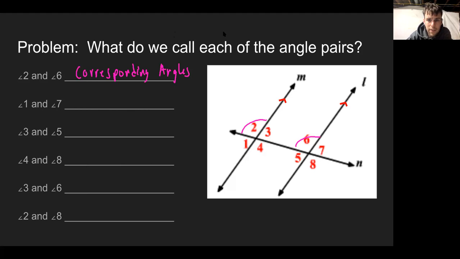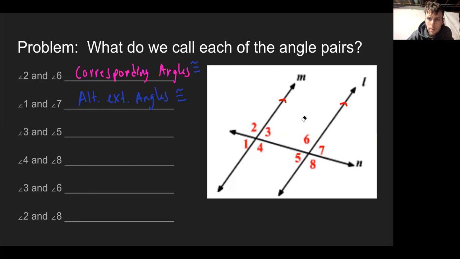Then we have 2 and 7. So let me erase some of the markings here. 2 and, oh, I'm sorry, not 2 and 7, 1 and 7. So 1 is here, 7 is here. These are both in the exterior space, right? Outside of the parallel lines. Parallel lines are here. And they're on different sides of the transversal, so we call those alternate exterior angles. These would be congruent, so with these. Just reminding the theorems and postulates that go with these different things.